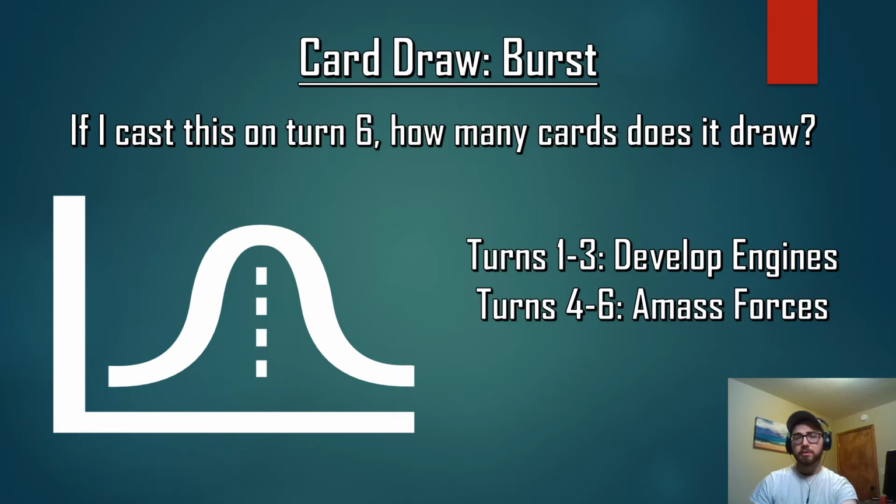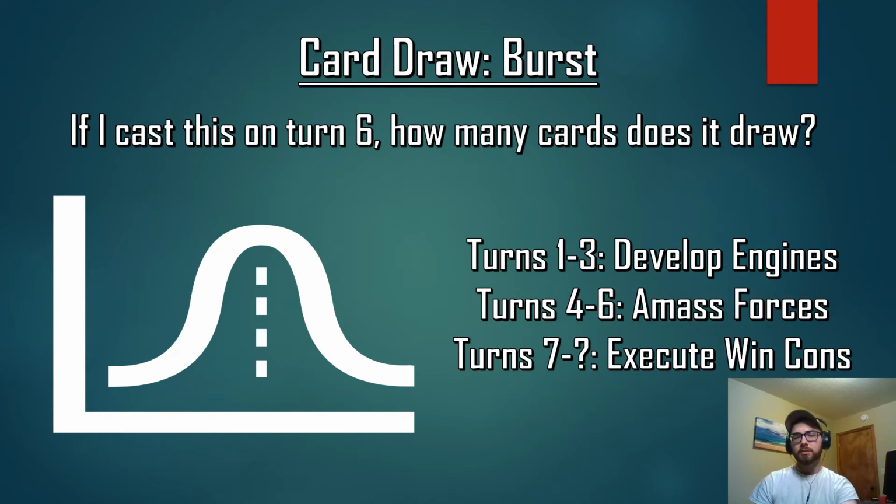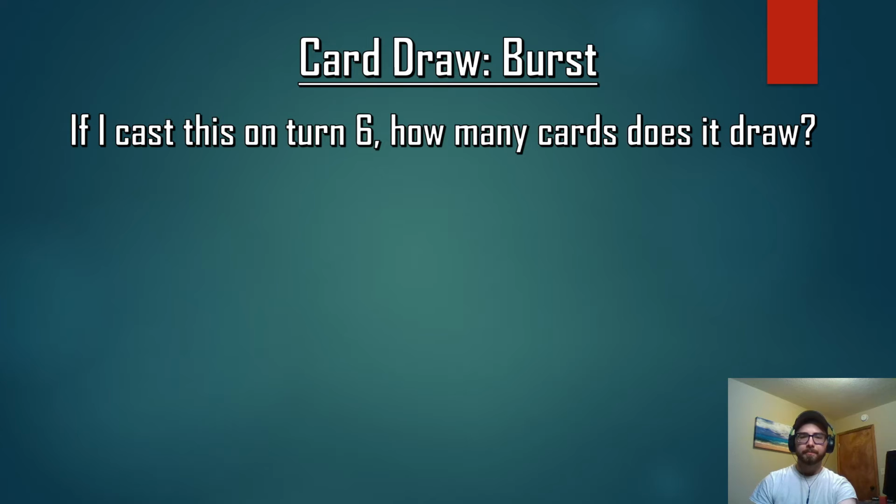So in turns 4 to 6, usually you're amassing your forces. You're playing out your threats, you're getting together your combo pieces, and you are trying to get yourself in a position where you can end the game. And then from turn 7 forward, you're executing your win conditions. Players are stopping you. But generally, we're going to assess burst card draw as though it were cast on turn 6. It really doesn't do you any good before that, and it doesn't do you any more good after that, from what I can tell of our burst card draw.